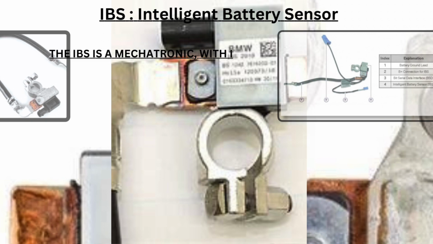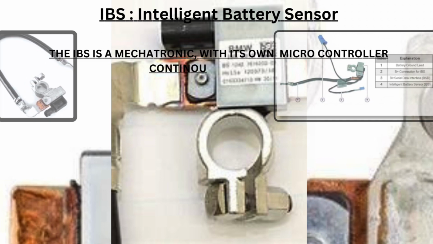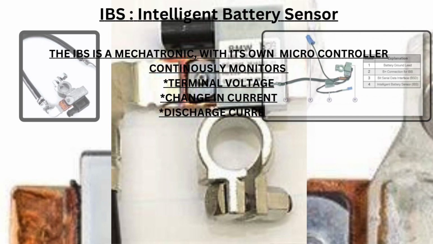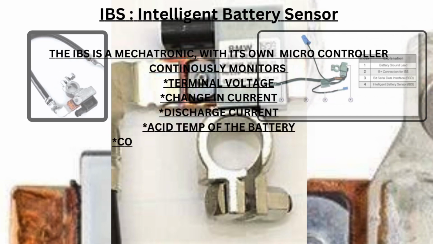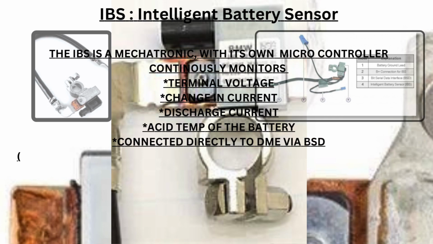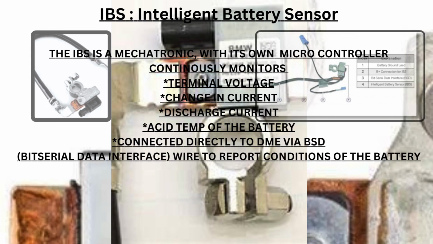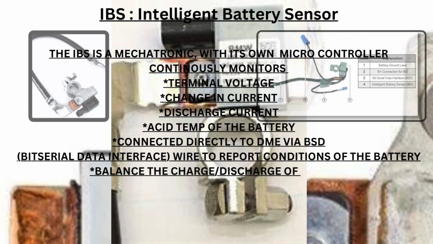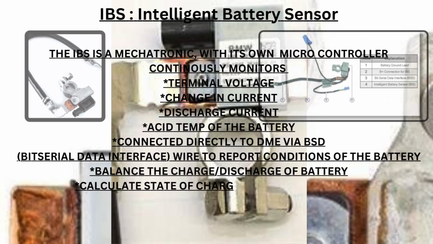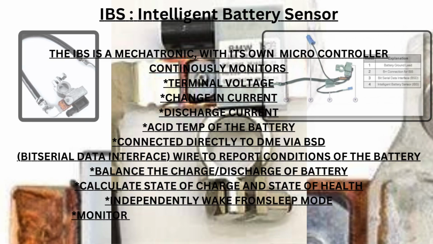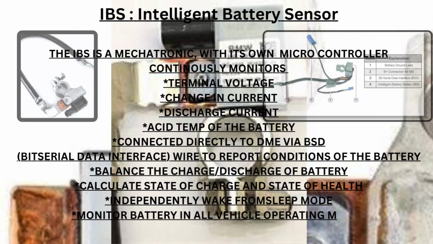IBS, Intelligent Battery Sensor. The IBS is a mechatronic with its own microcontroller and continuously monitors terminal voltage, change in current, discharge current, and acid temperature of the battery. It is connected directly to the DME via BSD, the bit serial data interface, wired to report conditions of the battery, balance the charge/discharge of the battery, calculate state of charge and state of health, independently wake from sleep mode, and monitor the battery in all vehicle operating modes.